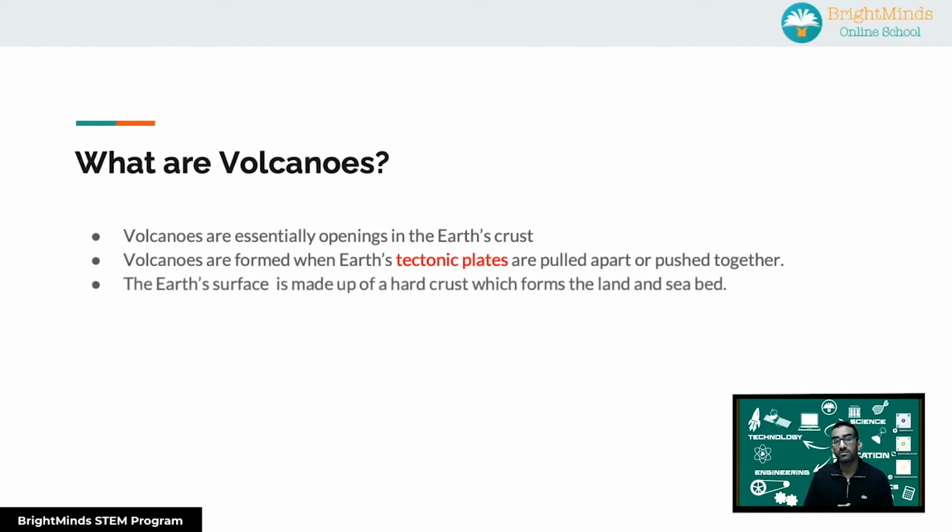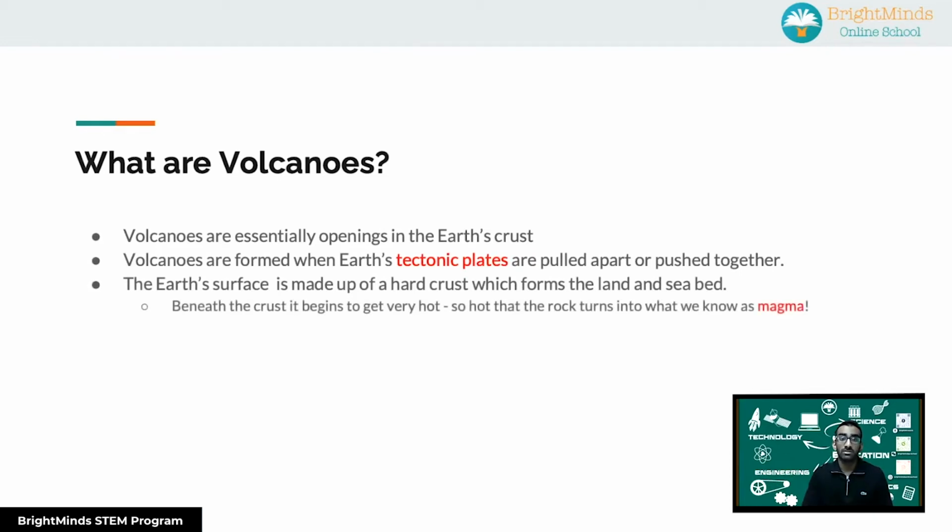So the Earth's surface is made up of a hard crust. This hard crust is what actually forms our land, it forms our seabed, and all of the aspects of the Earth that we have are formed by this crust. Beneath the crust, this is when it gets interesting. Beneath the crust, it begins to get very, very hot. That hot rock turns into what we know as magma.